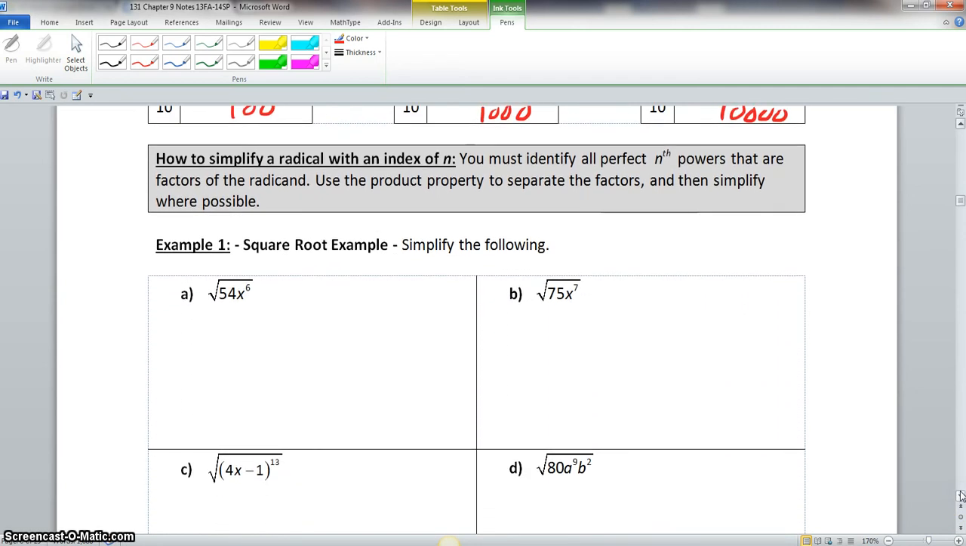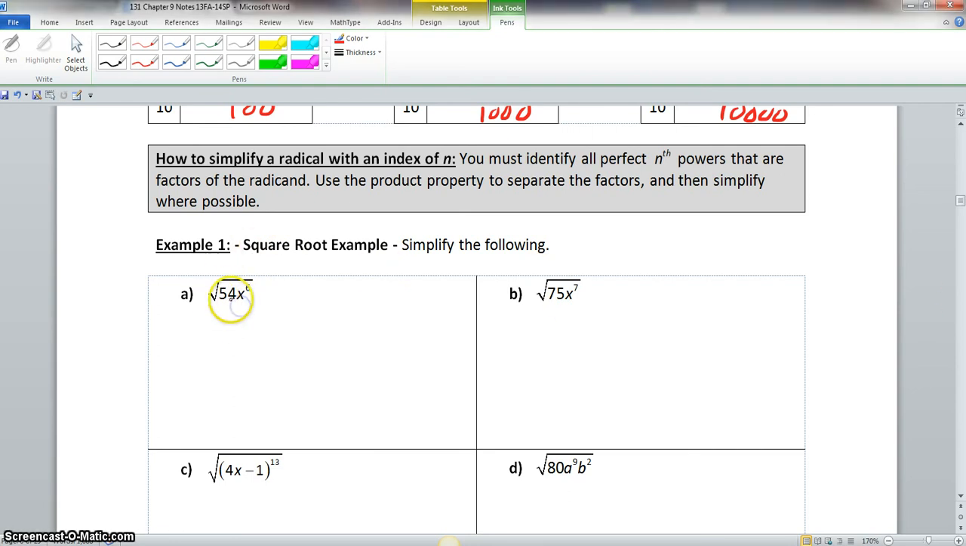It says how to simplify a radical with an index of n. You must identify all perfect nth powers that are factors of the radicand. Use the product property to separate the factors and then simplify where possible. Example 1. It says square root example. It says simplify the following.